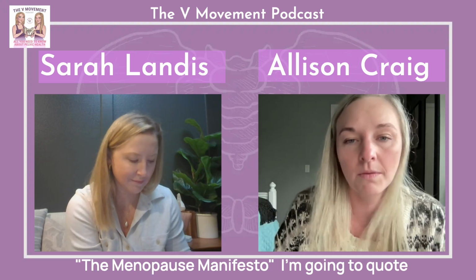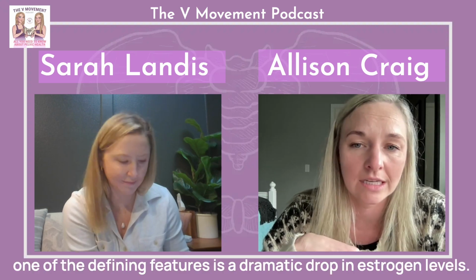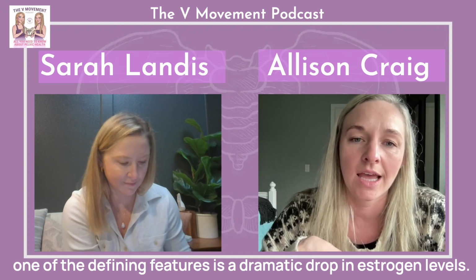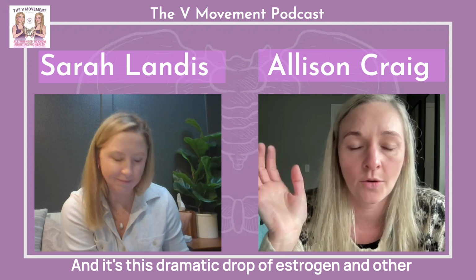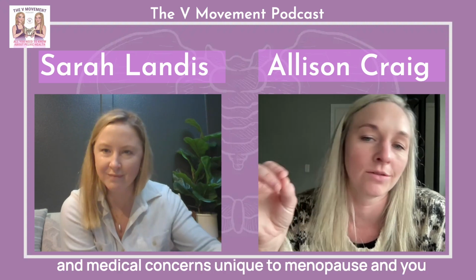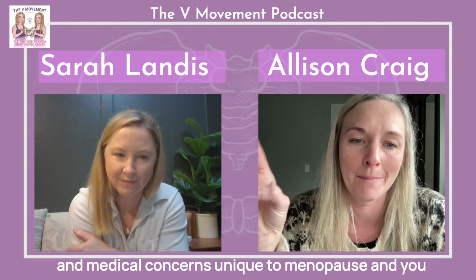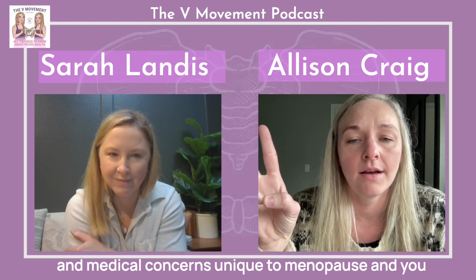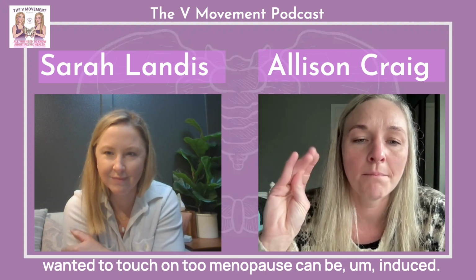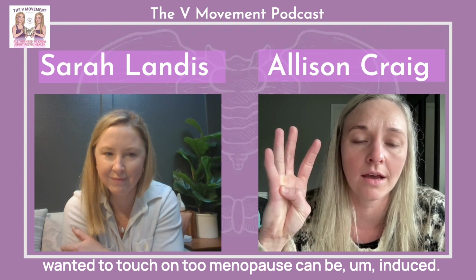So I'm just going to go ahead and quote it verbatim. She says, menopause occurs when there are no more follicles in the ovaries capable of ovulating. So essentially, meaning there's no more eggs. The average age of when this happens is 50 to 52. And one of the defining features is a dramatic drop in estrogen levels. And it's this dramatic drop of estrogen and other hormone changes that causes many of the symptoms and medical concerns unique to menopause.